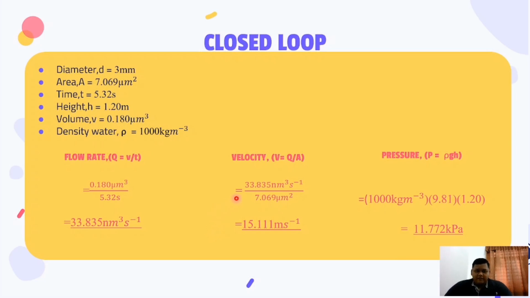Next, velocity that we get from the closed loop is, we use velocity equal to flow rate over area, 33.835 nanometer cube per second. We divide by 7.069 micrometer square, and the velocity that we get is 15.11 meter per second.